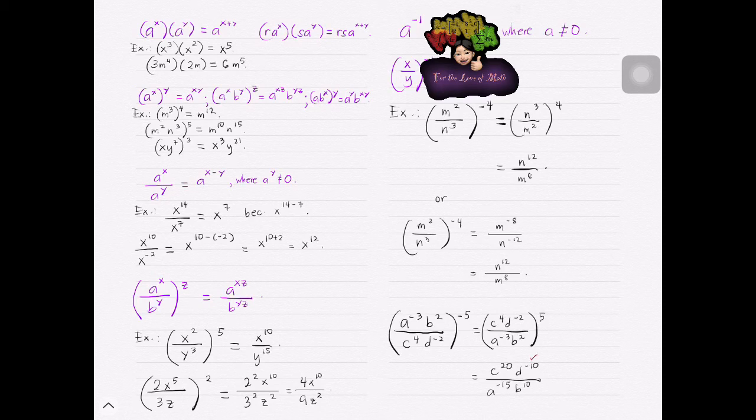Notice that we have negative exponents here. So to make them positive, we'll have their reciprocal. That is, a denominator a to the power of negative 15 will now be a numerator with a positive exponent 15. And the numerator d to the power of negative 10 will now be a denominator with a positive exponent.